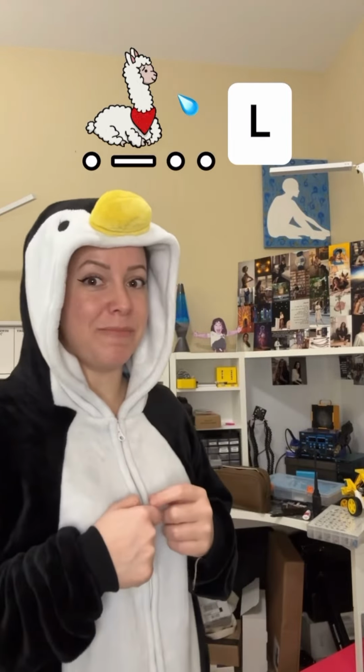L, and we're gonna think L as in llama. So it's gonna be the eye or the head, and then the nose is gonna be the dash, and it's gonna be spitting at someone. So it'll be like looking and then spitting. Llama. M, so we're gonna think like a monkey.